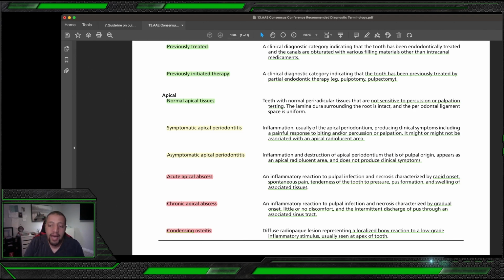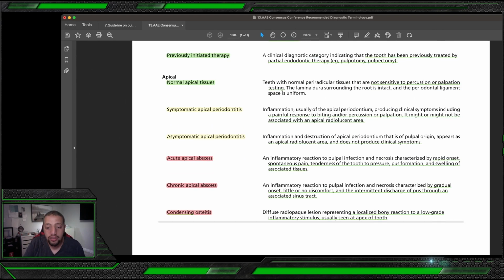Chronic apical abscess will have gradual onset, little or no discomfort, and intermittent discharge of pus through an associated sinus tract. So the patient will tell you, I had been here, it was swollen or not. It's different from one patient to another, but when you go to his mouth and do your clinical exam, you see pus coming by pushing with your finger on the buccal side, or you might see a sinus tract.